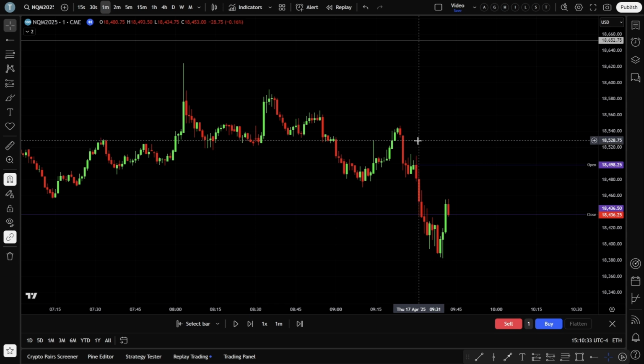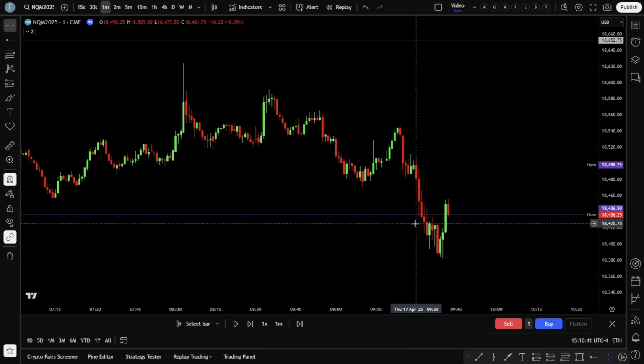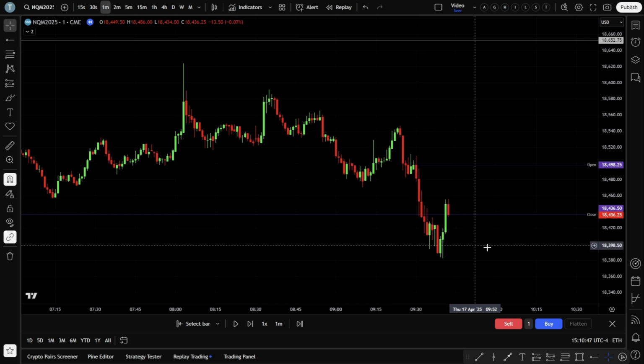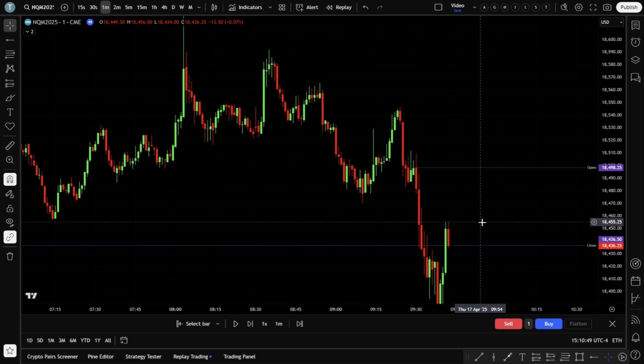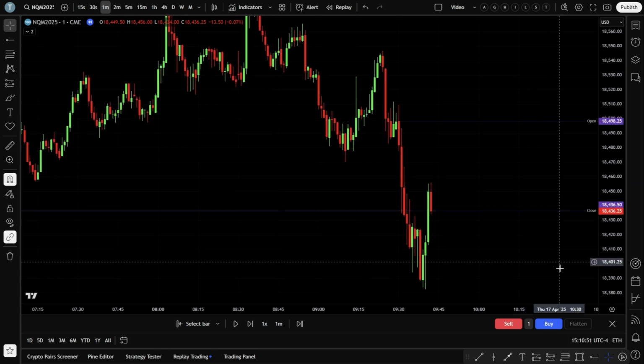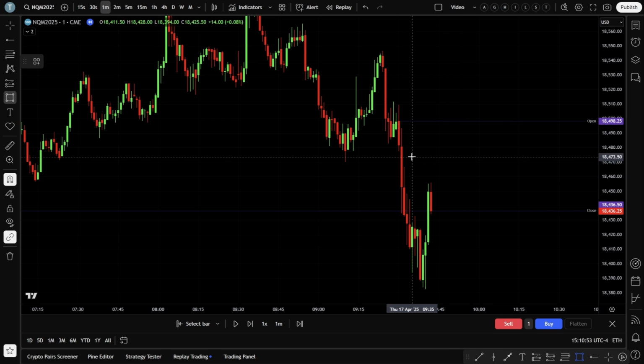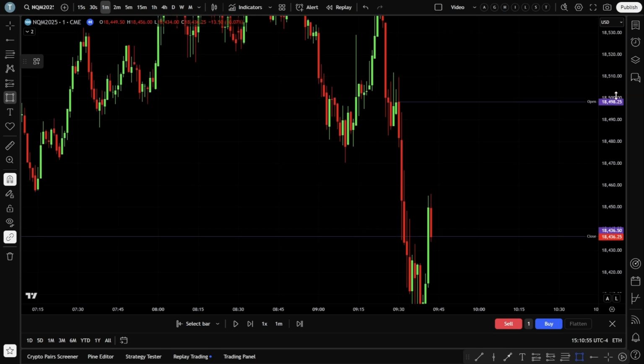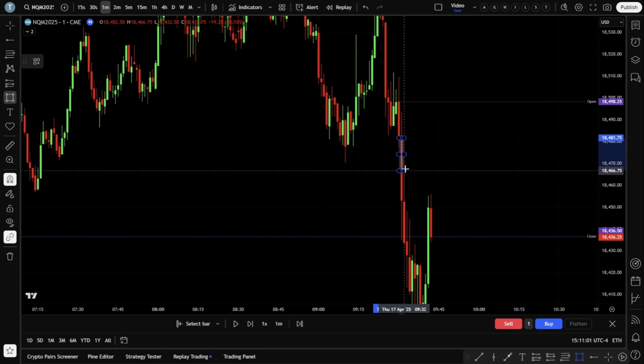And you always want to note your first presented fair value gap. So the first fair value gap that forms after 9:30. You can't include the 9:30, it has to be 9:31 or later. And when you're noting your fair value gaps, if there's a volume imbalance, you want to include the little volume imbalance right there in your fair value gap.